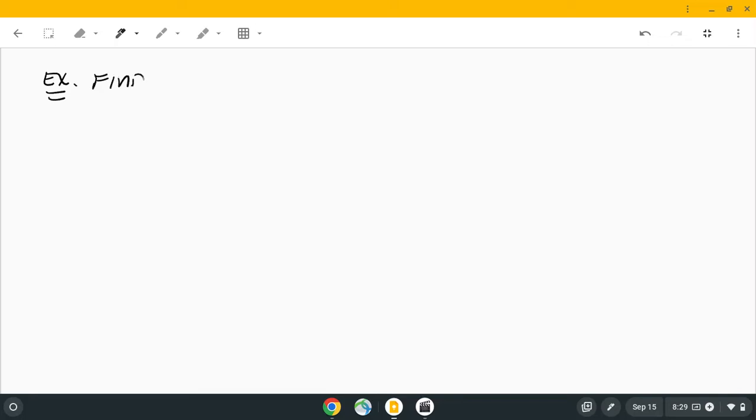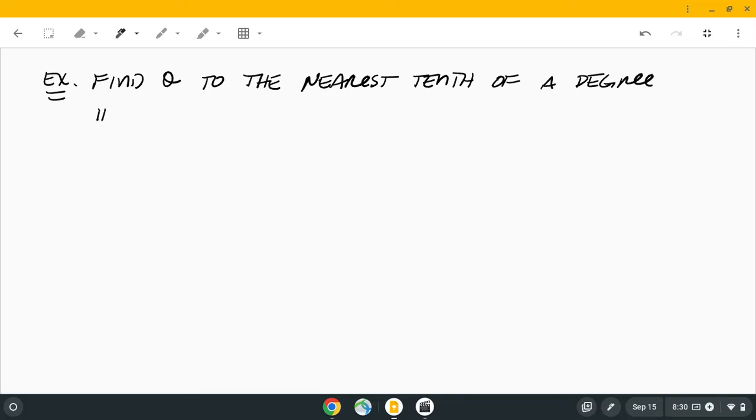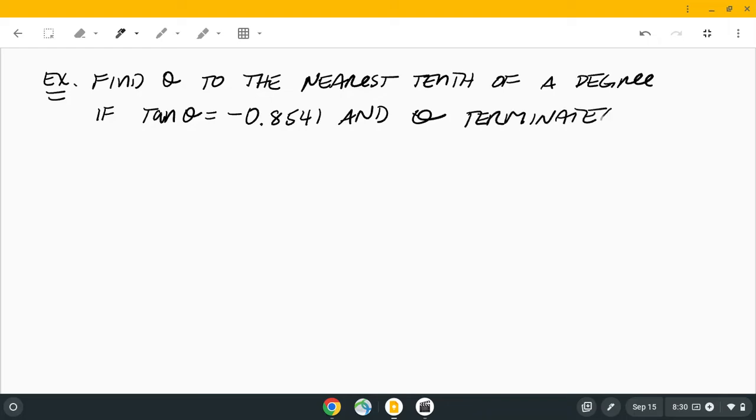All right, find theta to the nearest tenth of a degree if tangent theta equals negative 0.8541. And we need to know the quadrant, right? So, theta terminates in quadrant 4.